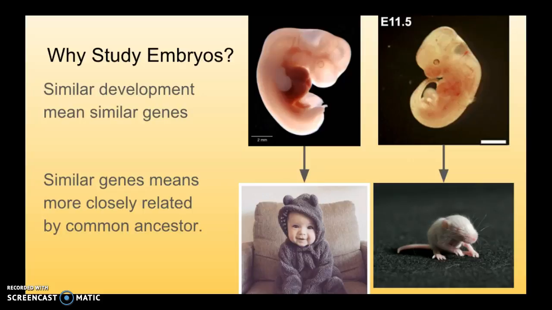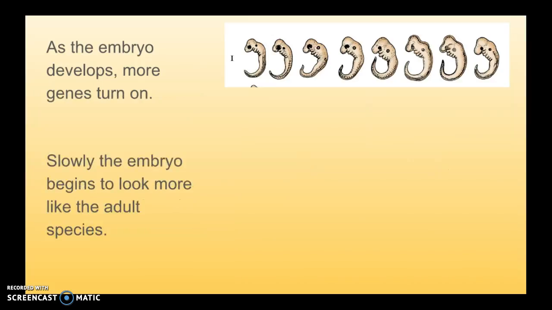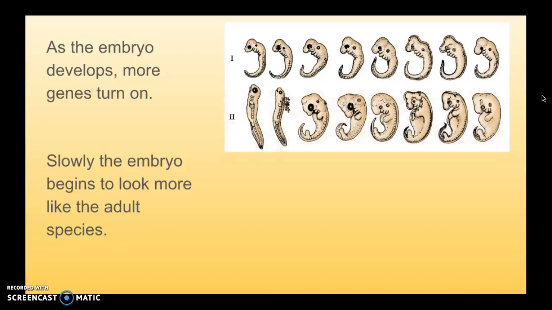And then as the embryo develops, more genes turn on. If you look at this picture here, each one of these is a different species. Slowly the embryo begins to look more like the adult of the species, because more genes are turning on and saying grow fur or grow gills or grow a bigger brain. You start to see some differences.